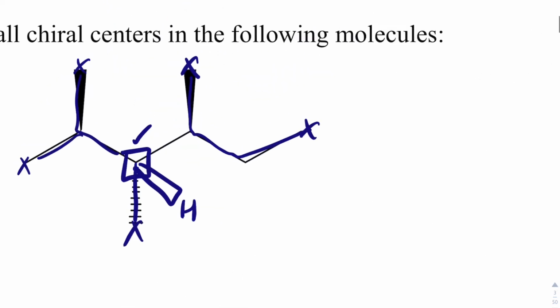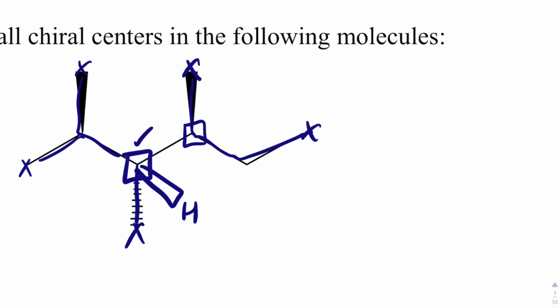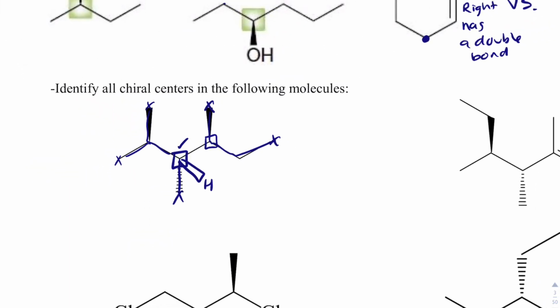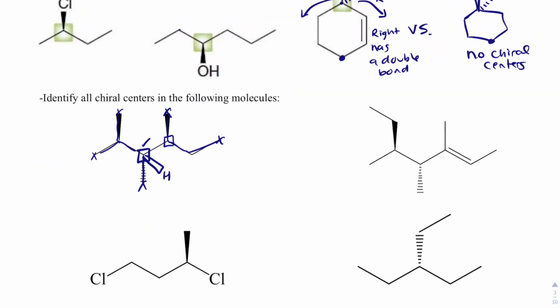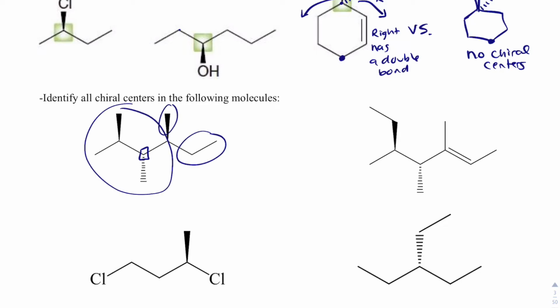Okay, this group is also going to be chiral. The reason why is because we've got 4 different groups. If I erase everything here, we've got a methyl, an ethyl, and then whatever you call this, and then a dashed hydrogen. So that allows it to have 4 different groups. And then this carbon is not chiral because we have 2 hydrogens attached to it.